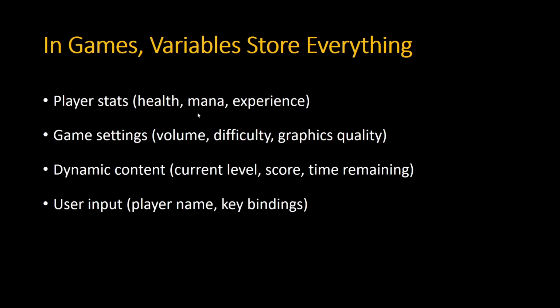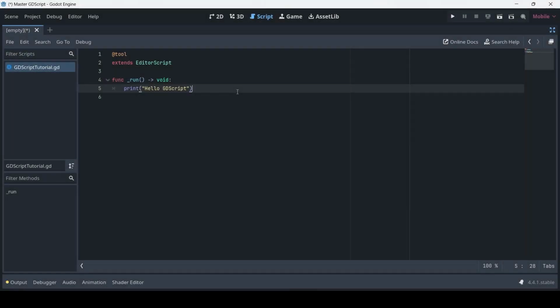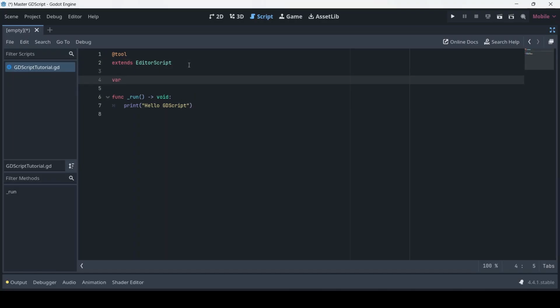Variables in GDScript. Think of variables as labeled boxes that store information for your game. So in games, variables store everything. It could be the player stats, the game settings, dynamic content, and user input. There are two ways to define variables in GDScript. First, you can use the var keyword, and second, you can use the const keyword.